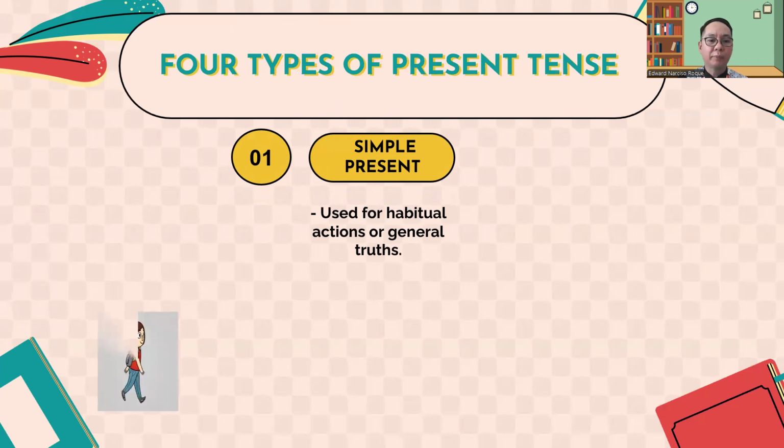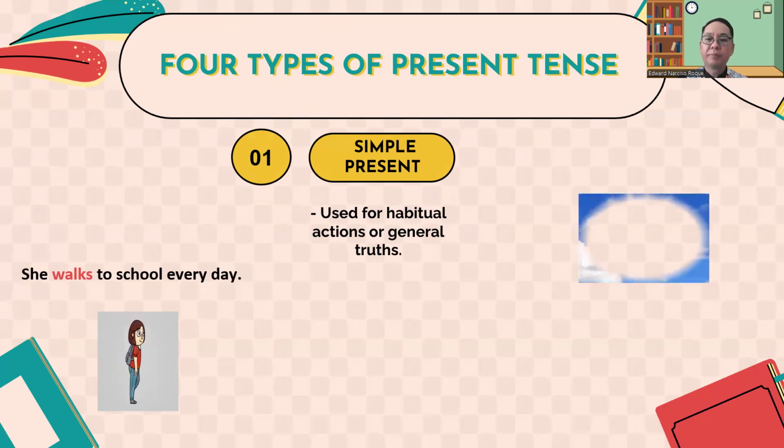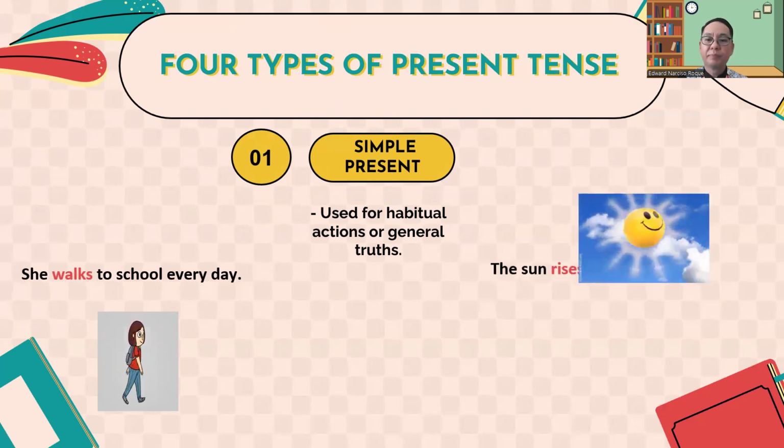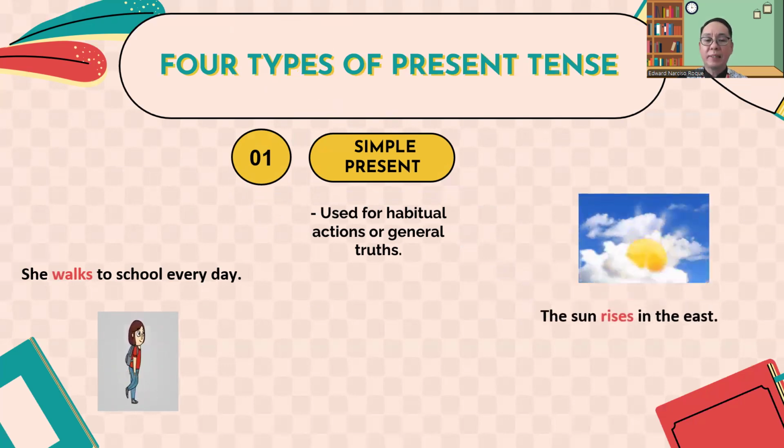For example, she walks to school every day. The sun rises in the east. Once again, the simple present is used for habitual actions or general truths.